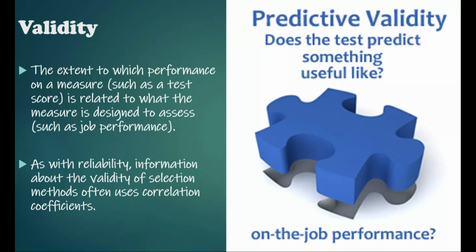As with reliability, information about the validity of selection methods often uses the correlation coefficient. Same with reliability, the correlation coefficient is the basis in allowing candidates to continue or rejecting them. This is not only to show the test is valid and reliable, but also signifies fair evaluation despite your status.